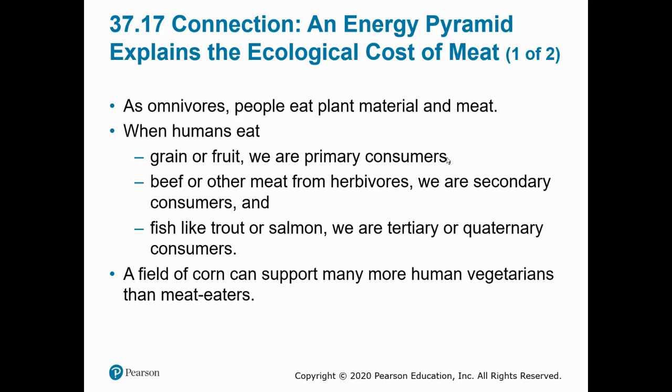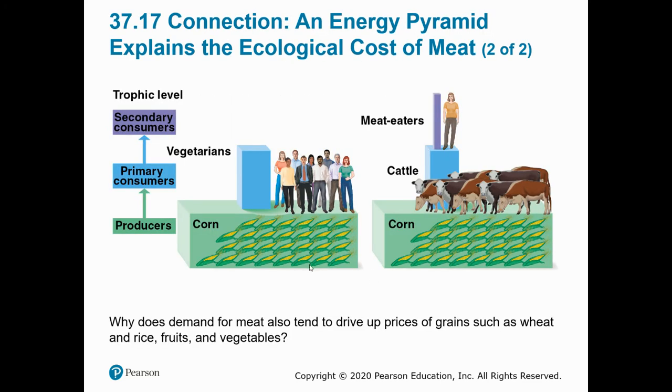This explains the ecological cost of meat. So if the producers are, if the corn is the producer and we are the primary consumers, there's a lot more left over for others. So we can support a lot more people if we're leaving out the cattle. This is true if you're making this calculation just like that.